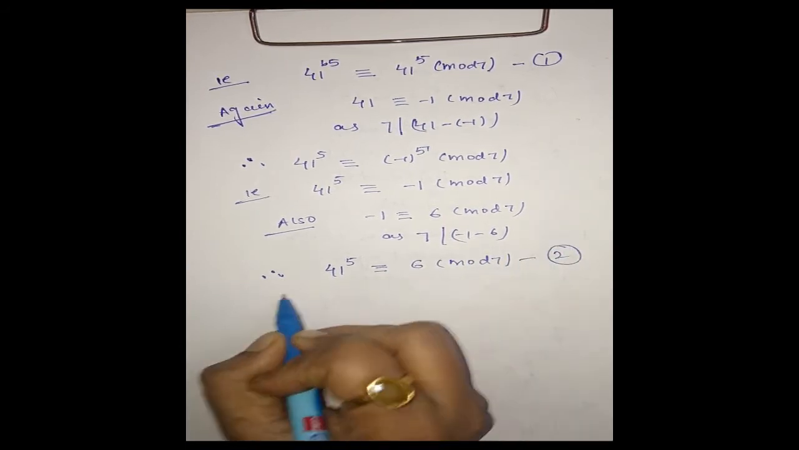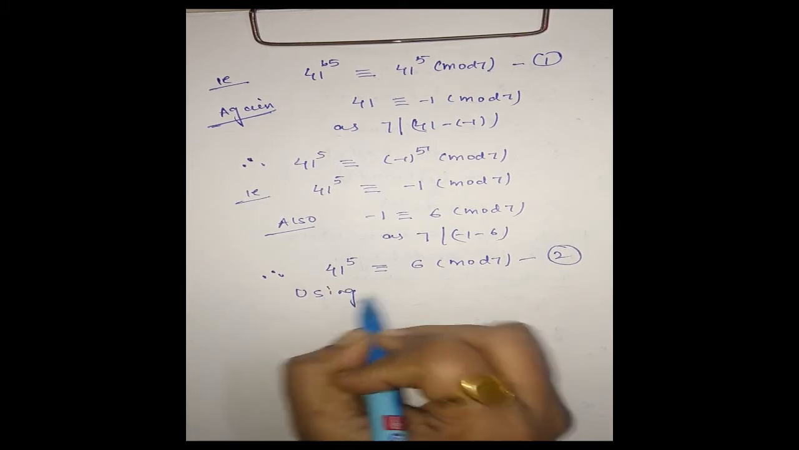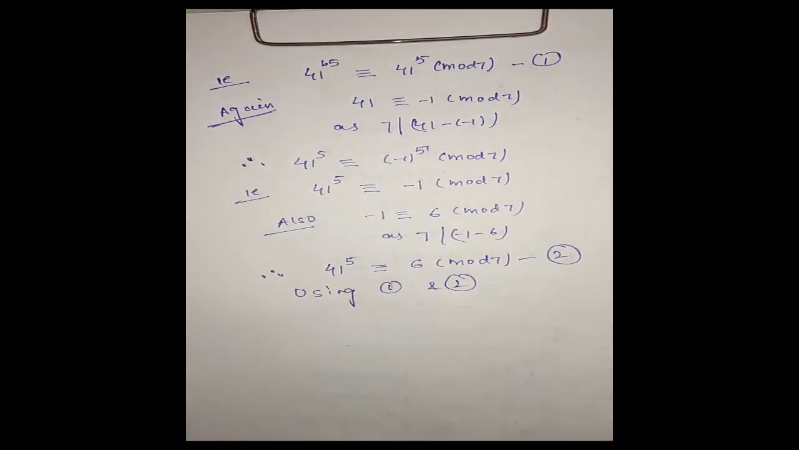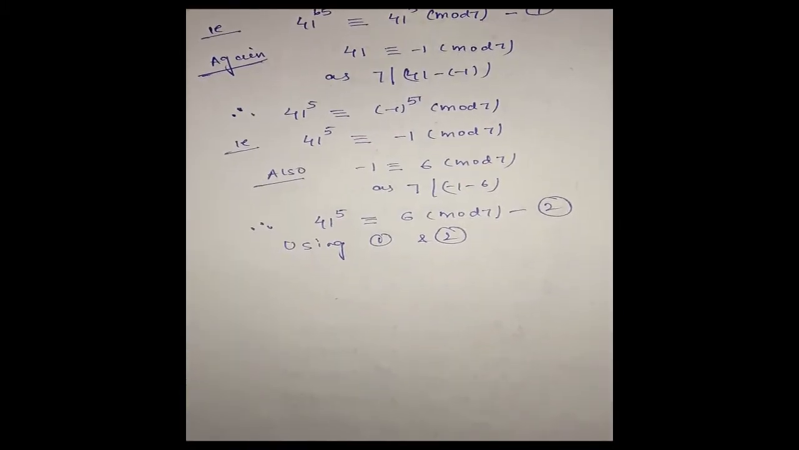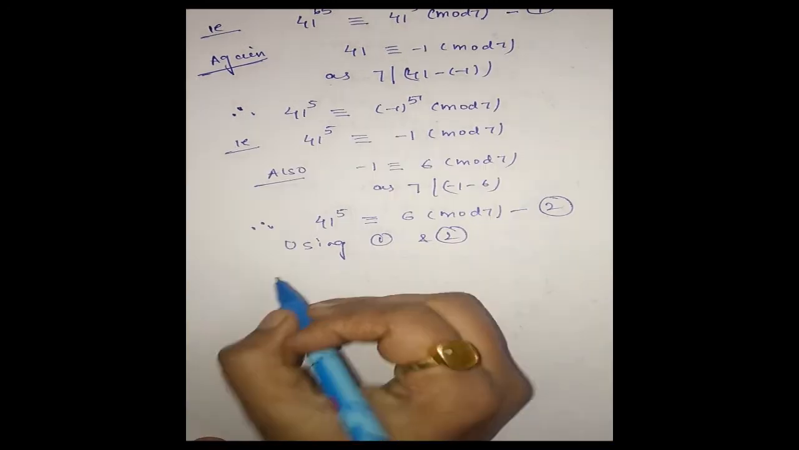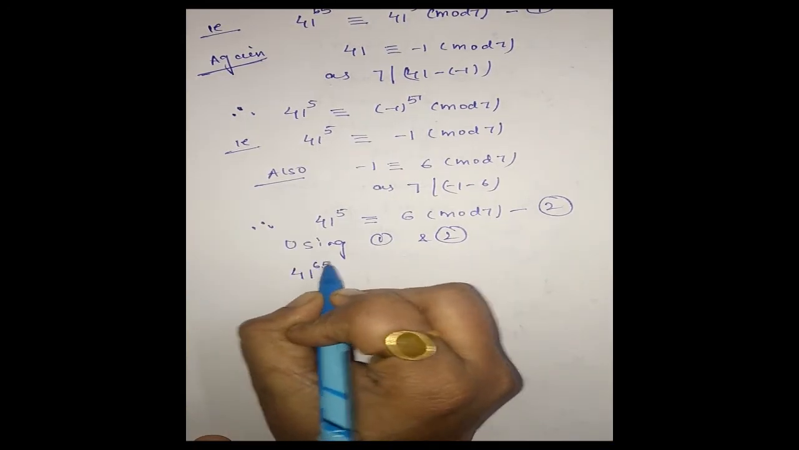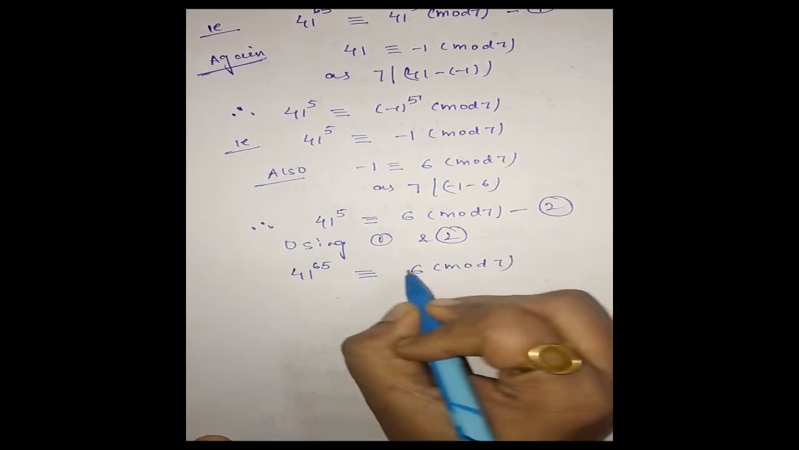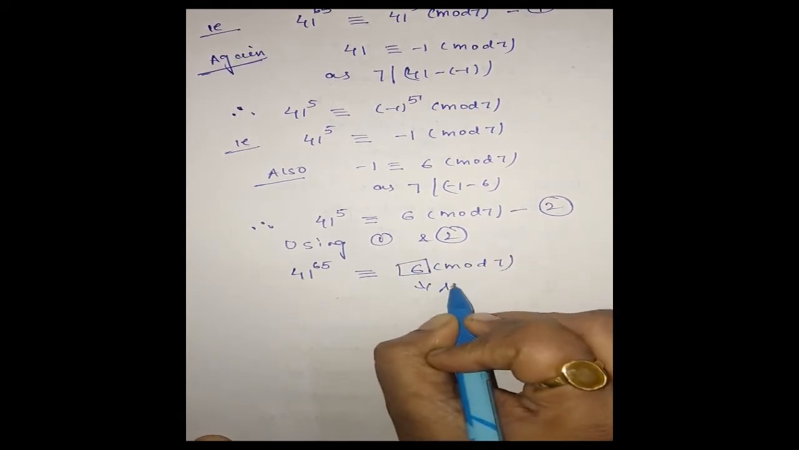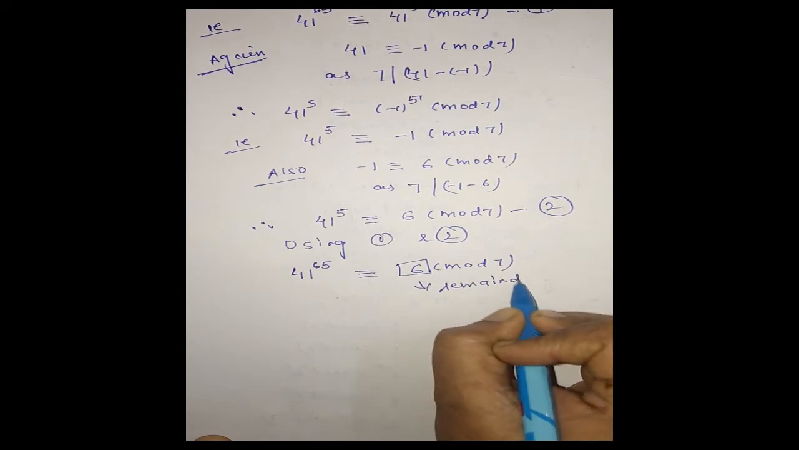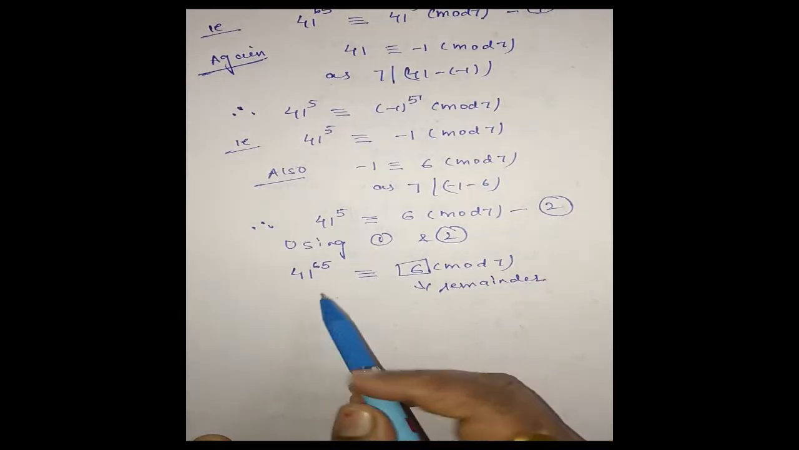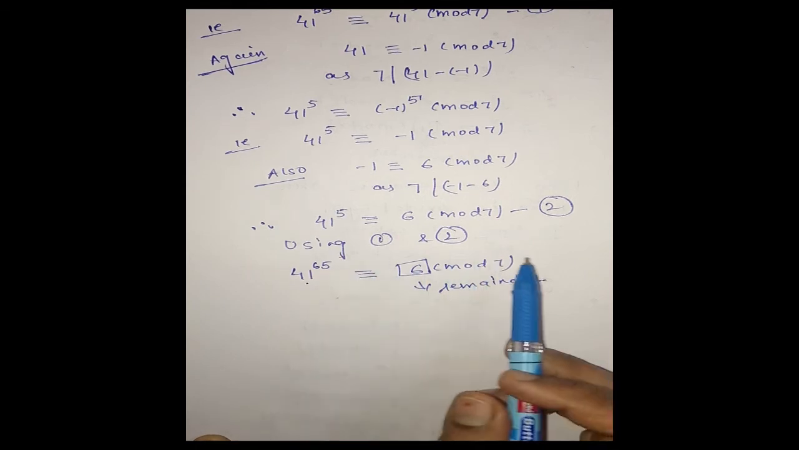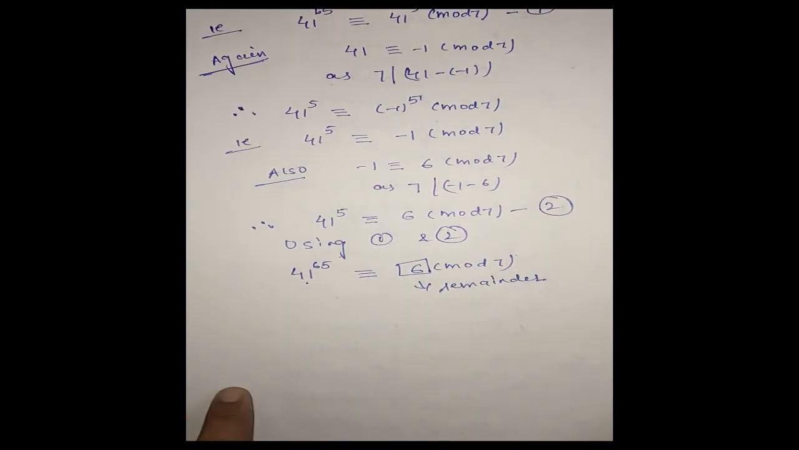Now using 1 and 2, and using the transitive property of congruence relation, we have 41 power 65 is congruent to 6 modulo 7. That means this 6 is the remainder. 6 is the remainder obtained when 41 power 65 is divided by 7. Clear?